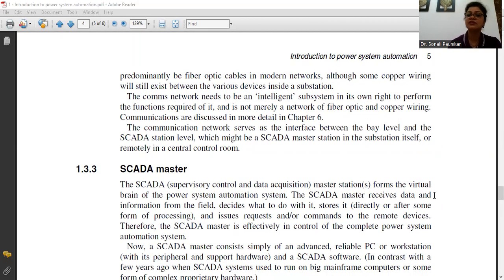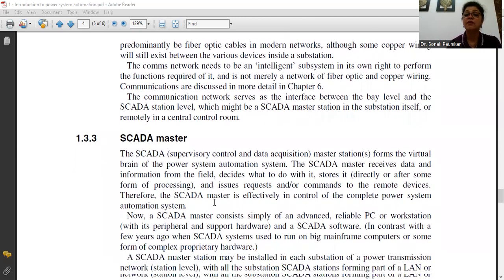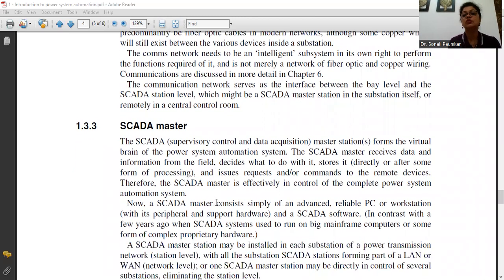Then next is the SCADA master. The full form of SCADA is Supervisory Control and Data Acquisition System. The SCADA is actually, we can say, the brain of the power system automation. The SCADA master station receives the data and information from the field, decides what to do with it and stores it, and issues requests or commands to the remote devices so that the remote devices will operate accordingly. Therefore the SCADA master is effectively in control of the complete power system automation.